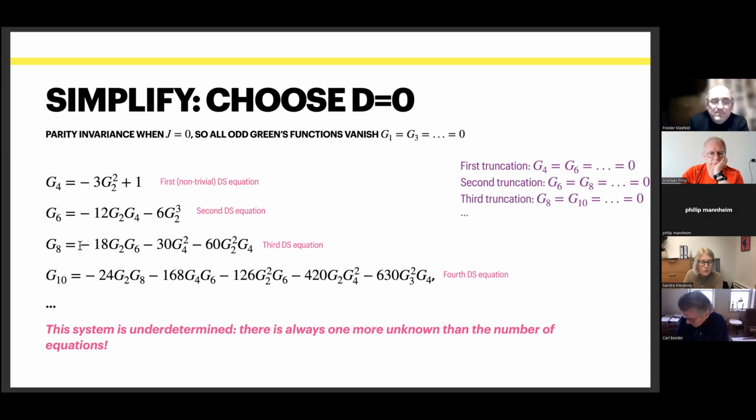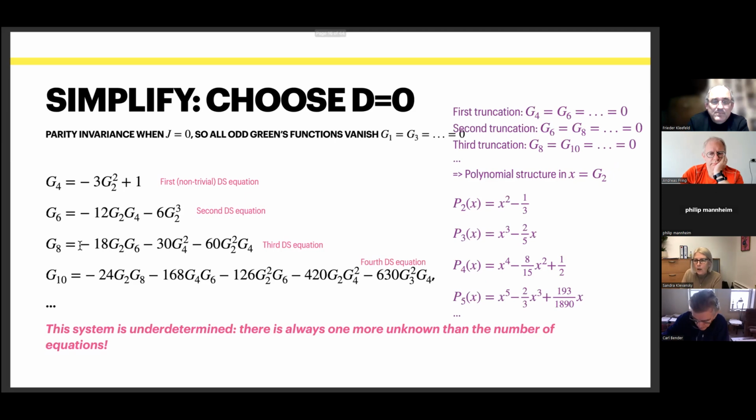Okay, so what we're doing is developing a polynomial structure in powers of G2. And what it turns out is that we are then having to solve these polynomials equal to 0. So our first truncation would be to solve P2 equal to 0. The second would be to solve P3 equal to 0. The next would be to solve P4 equal to 0, etc.